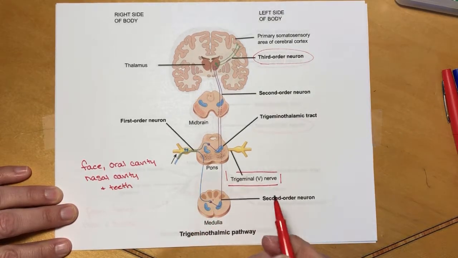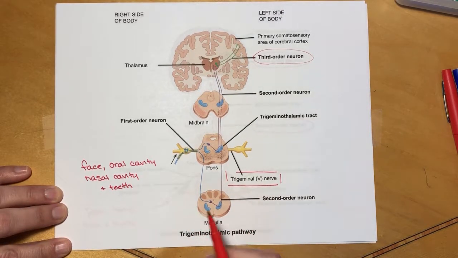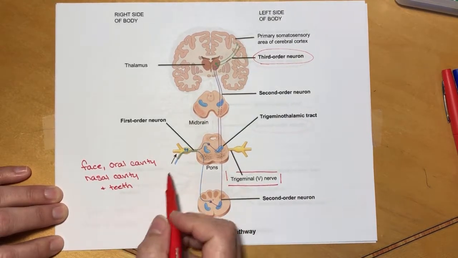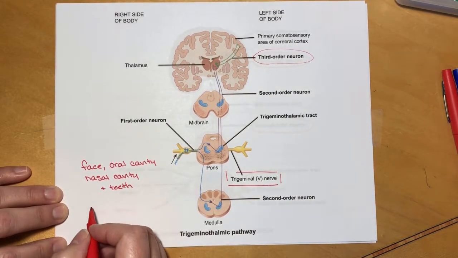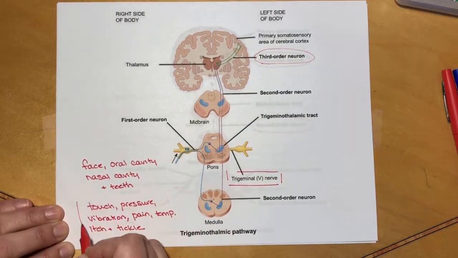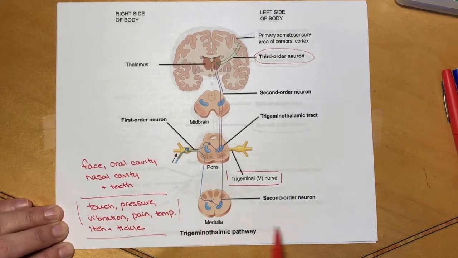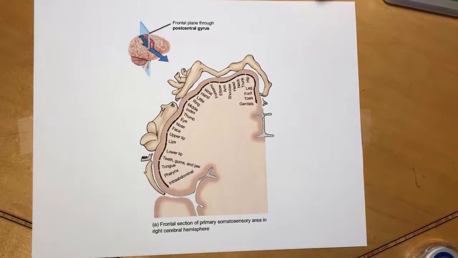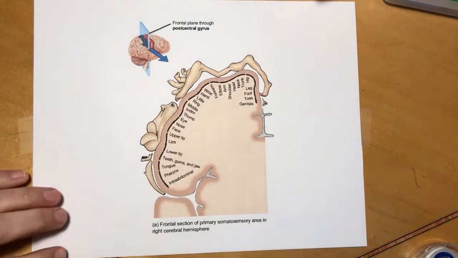Now notice I didn't specify which type of information was going where, and that's because this pathway is going to carry pretty much all of the sensations. All of these are being carried through this pathway. So where is all this information going? Well, it's all going to the somatosensory cortex.